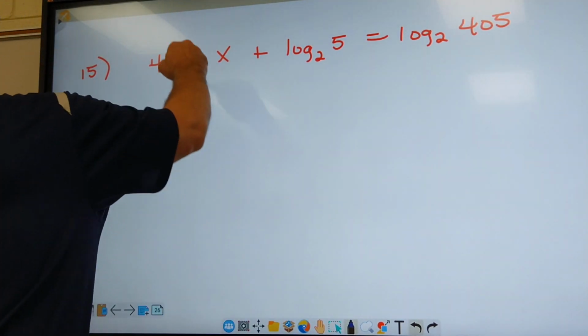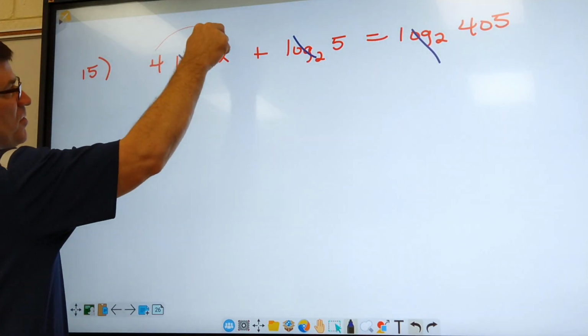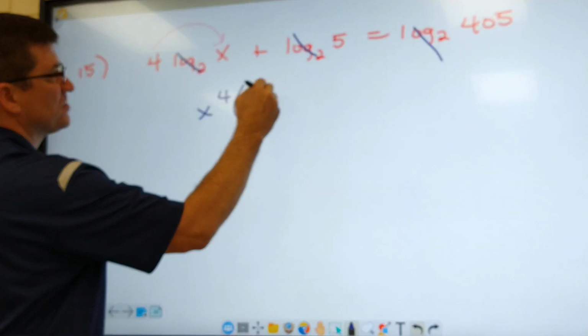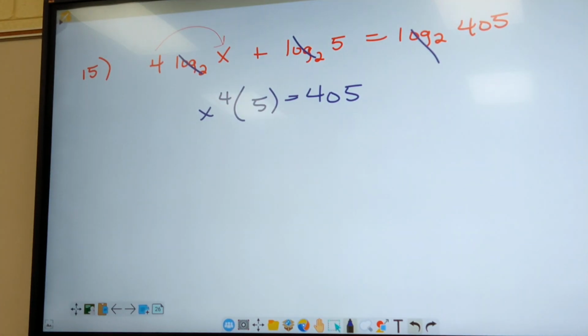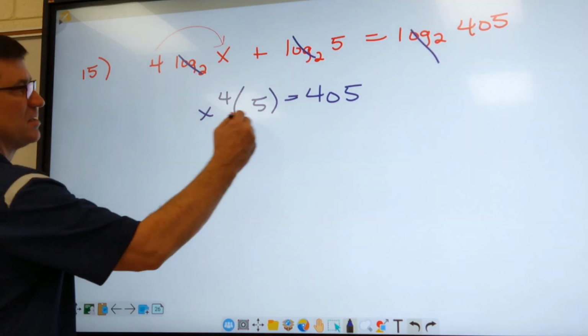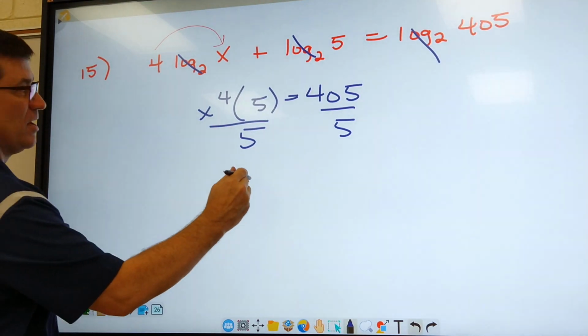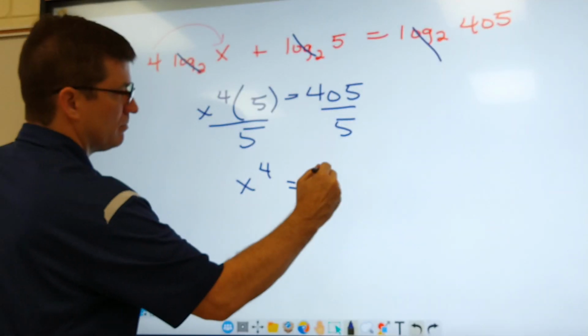All right, here we go. Mark out your logs. Remember, 4 becomes the exponent for what follows the log. So that's x to the 4th times 5 equals 405. Everybody good on setting it up? All right, what's next? Let's divide by 5 on each side. You're going to have to do that sooner or later anyway. So I get x to the 4th equals what? 81.